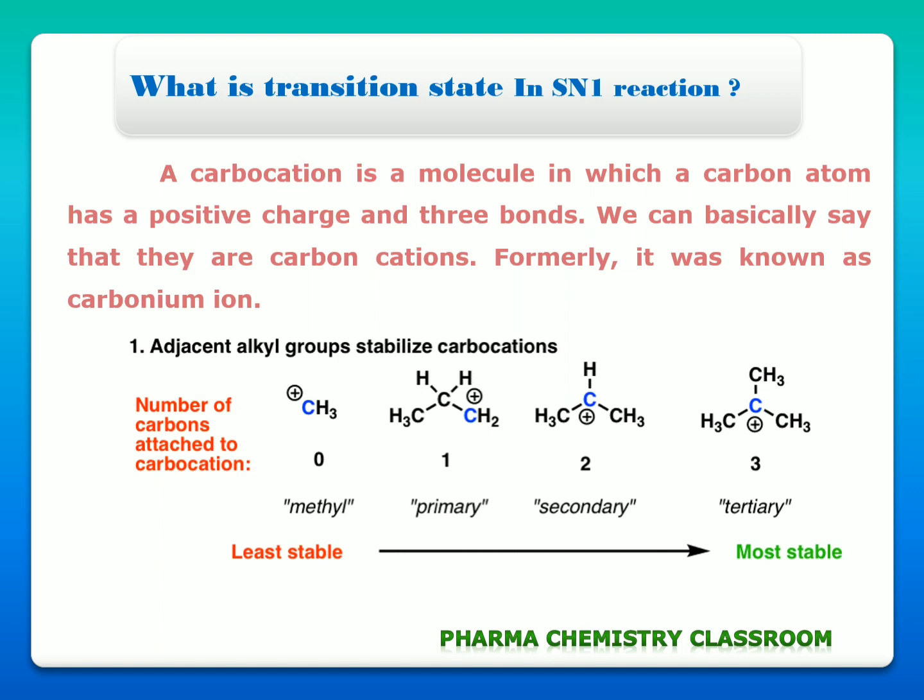Tertiary carbocations are the most stable because they have more alkyl groups attached to them. These alkyl groups can donate electrons to the positively charged carbon and stabilize the tertiary carbocation. The more alkyl groups attached, the more stable the carbocation becomes. That is the reason why tertiary alkyl halides undergo the SN1 reaction, because they give a stable tertiary carbocation.